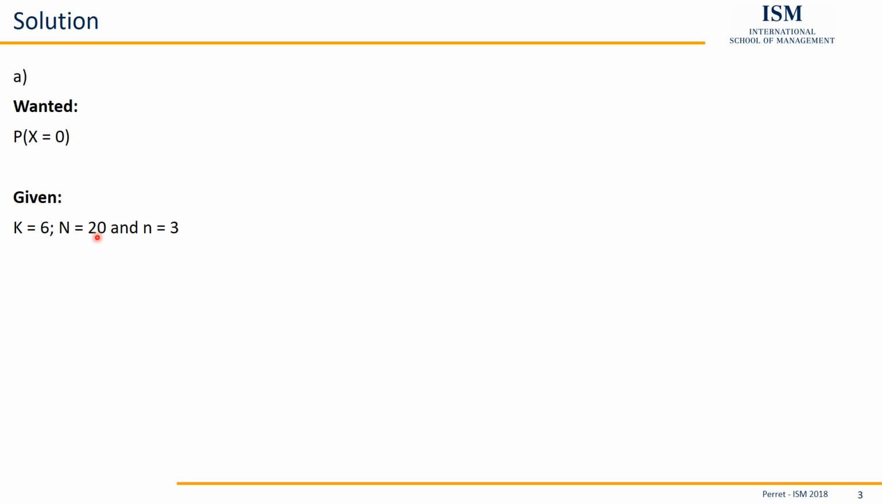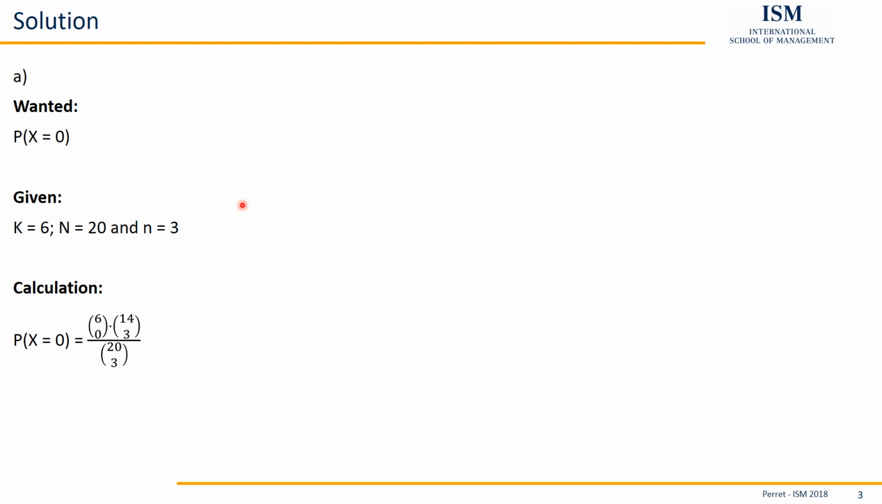Then finally, we need the size of the sample, but that's relatively straightforward. That's the 3 students we're going to select. And we need to know how many of the students in the sample should have the important property. Well, that's here the 0. So that's the small n, and that would be the small k.